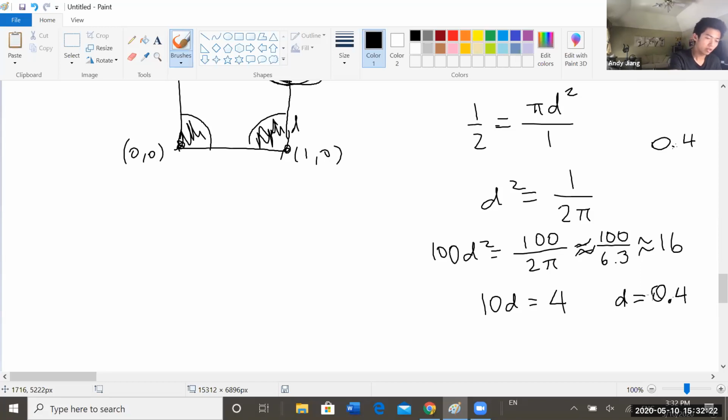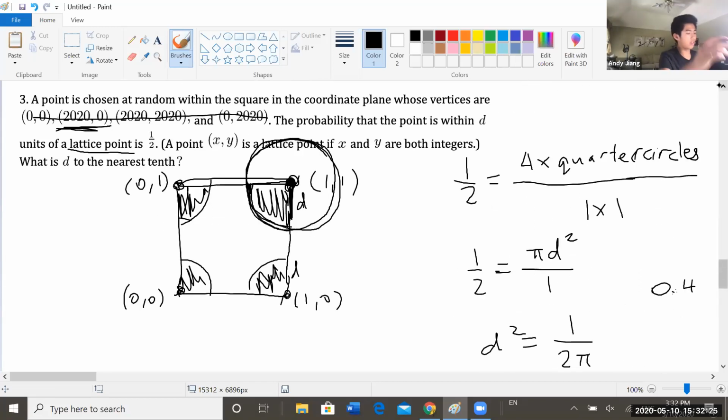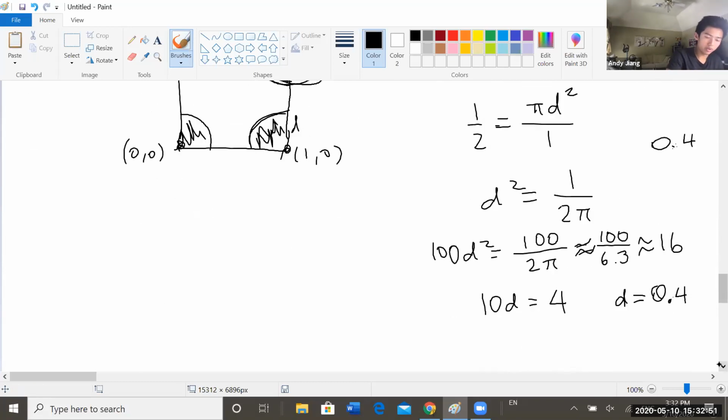So I'll go back through the process. I read the question. This time they gave us the probability instead of us having to look for it. And the area that's good, that's on the numerator, is the sum of these 4 quarter circles with radius d. And the total area that we're choosing from is the unit square, which has area 1. And this equals 1/2. And then solving for d using some approximations, I get d is 0.4.